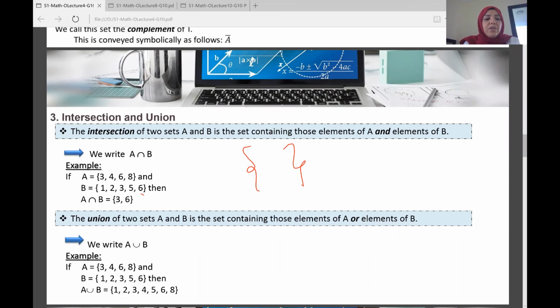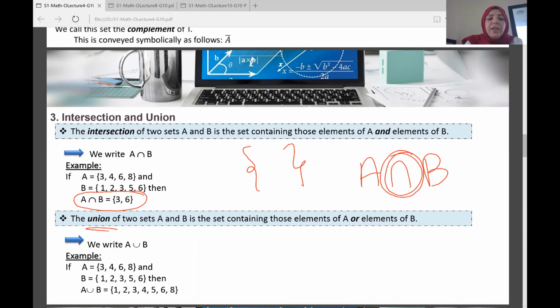So the intersection of the two sets will be represented like this. This means the intersection. Again, the definition of the intersection is the elements that are found in A and in B at the same time.